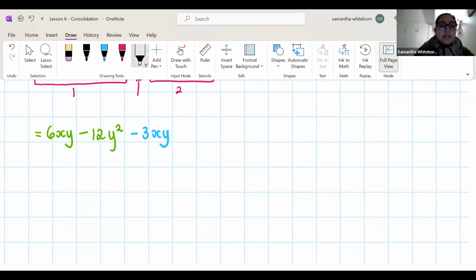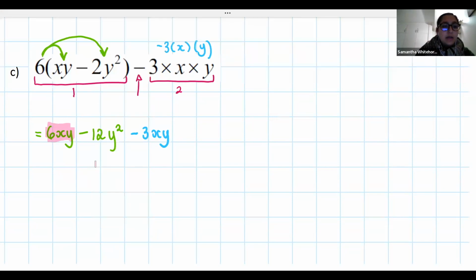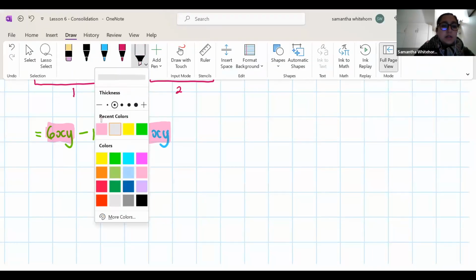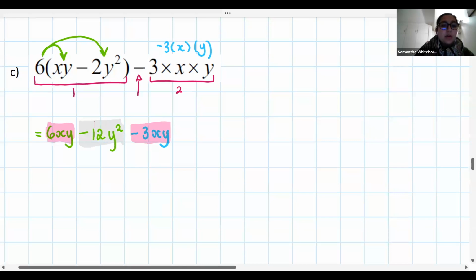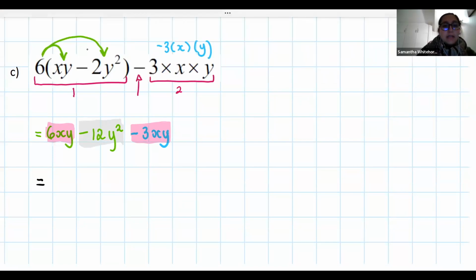Hopefully what I now see is that I've got some like terms here that I need to deal with. So here's a 6xy. Here's the minus 3xy. Those are like terms. The minus 12y squared is Jim all by himself, but that's okay. We're not going to exclude him. He'll just be at the end of our expression. So now I can write down my answer. 6xy minus 3xy is positive 3xy. And then I've got my minus 12y squared. No more like terms. So that is my expression simplified.